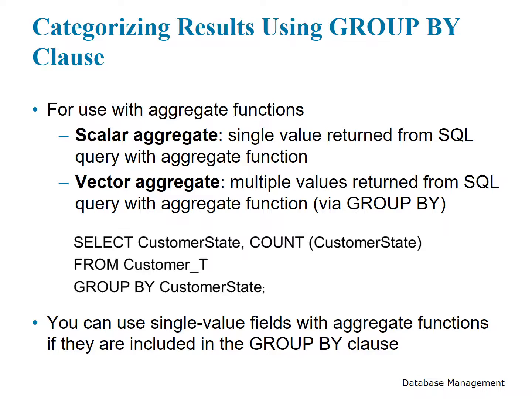The query will return the name and count of customers from all states that actually have customers. If all we wanted was the total number of customers across all states, we could do this scalar aggregate query: select count(*) from customer table. This query will return a single value, which is the total number of customers. That would be the sum of all the individual numbers returned from the aggregate query displayed in this slide.